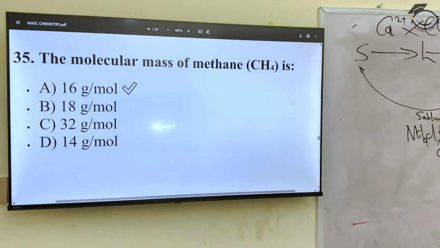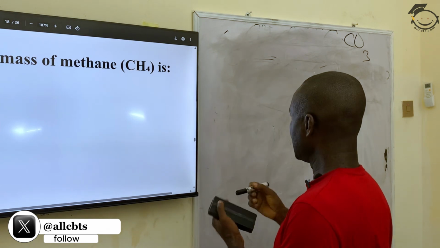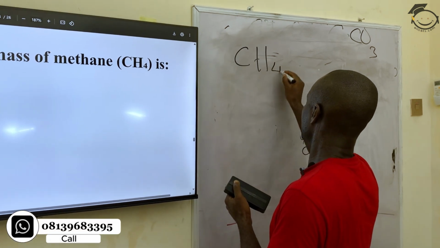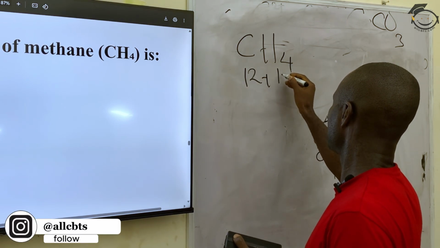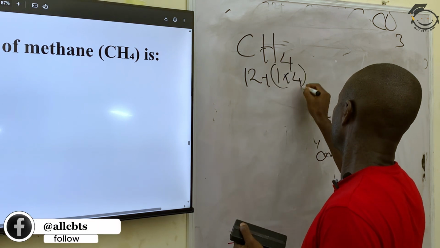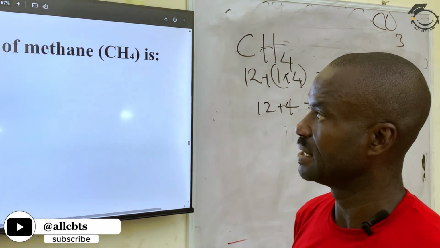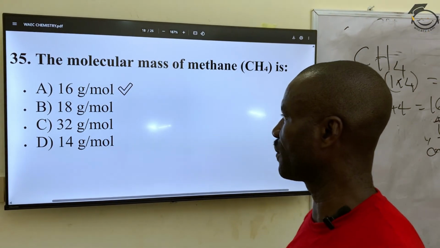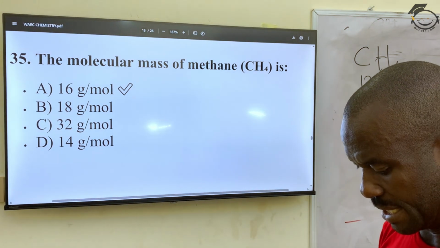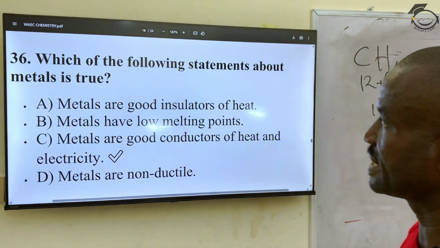Question 35. The molecular mass of methane, we can easily calculate to verify. Methane is CH4. So what's the molecular mass? Carbon is 12 plus hydrogen. Hydrogen is 1. And how many hydrogen do we have here? 4, so 4 times 1 is 4. 12 plus 4, the correct answer is 16. So A, 16 gram per mole, B, 18 gram per mole, C, 32 gram per mole, D, 14 gram per mole. The correct answer is A, 16 gram per mole.